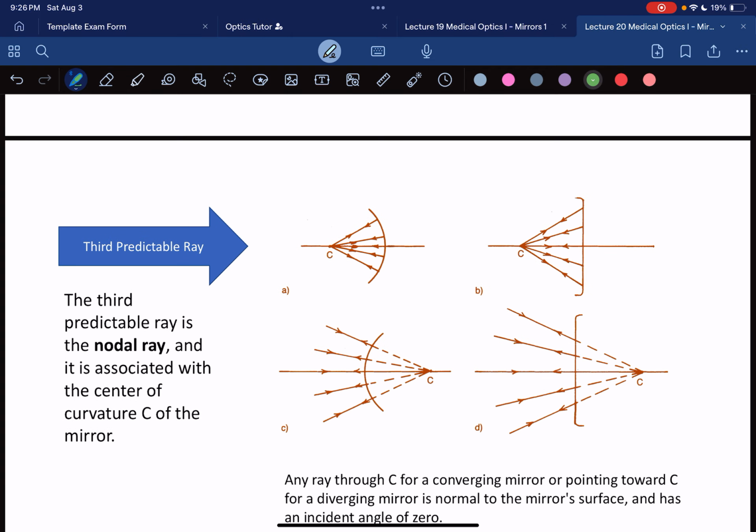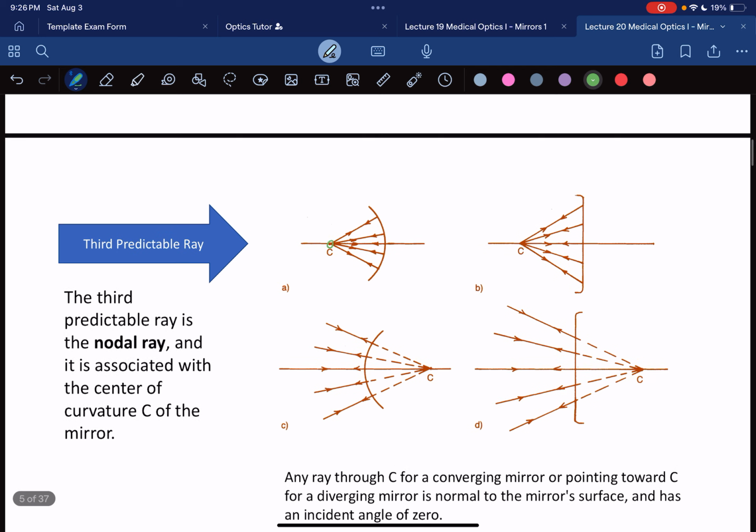Another spot that you should know: if the object is at the center of curvature, then the light, like for example right here, is just going to reflect and go right back. Boink boink, boink boink. So know that as well.